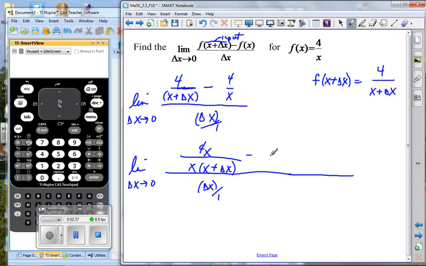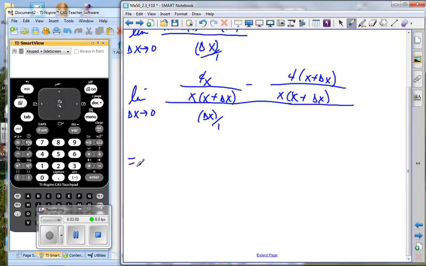minus, okay, and so I need to have my common denominator on this fraction as well. And I have 4. Well, what do I need to multiply this denominator with in order to have the common denominator? And that would be the quantity x plus delta x. Okay. So I now have the limit as delta x approaches 0 of, I now have common denominators up here.